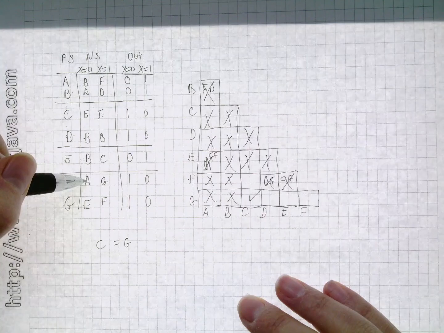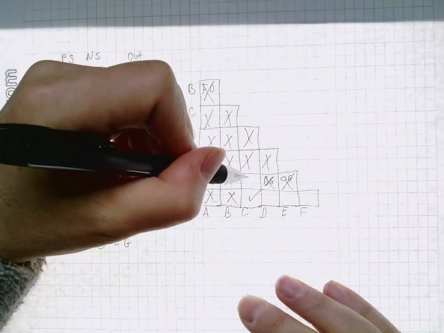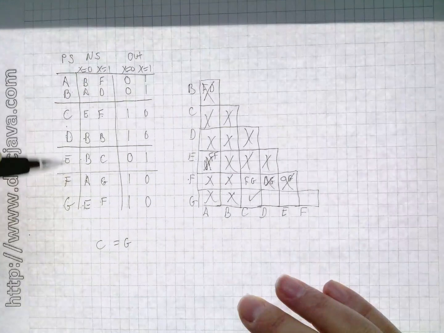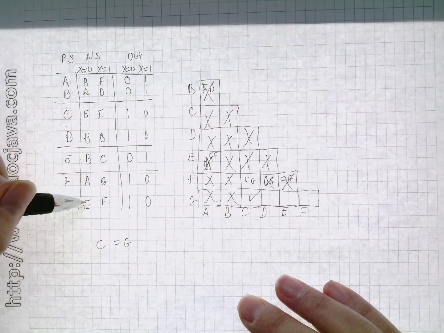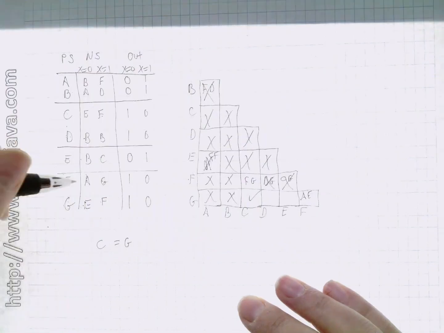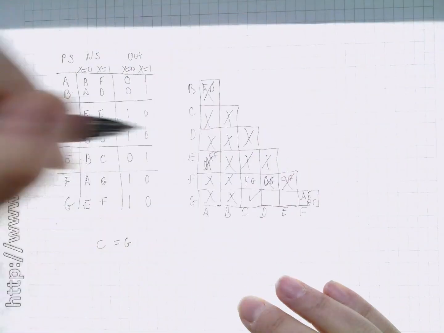AE depends on CF. And FG. We'll put FG in here. We don't know much about FG, do we? Let's take a look at FG. That's AE. And we can put that in here. And it's also GF, which we can put over in here.